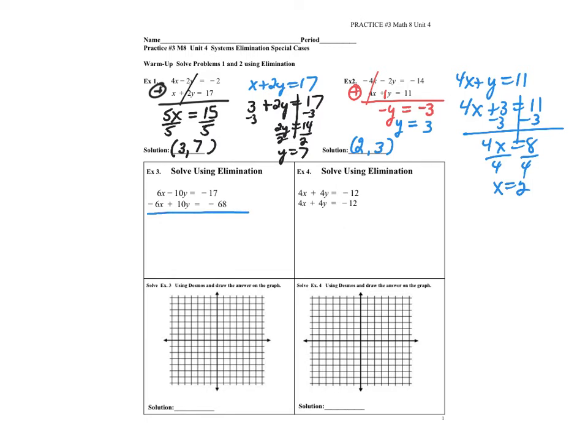So in this one, we can add, all right? And when you do 6x plus a negative 6x, the x's wipe out. And actually, if you're looking, negative 10y plus a positive 10y is also equal to 0. And a negative 17 plus a negative 68 is negative 85. So that is a false statement. 0 does not equal negative 85, meaning there's no solution.